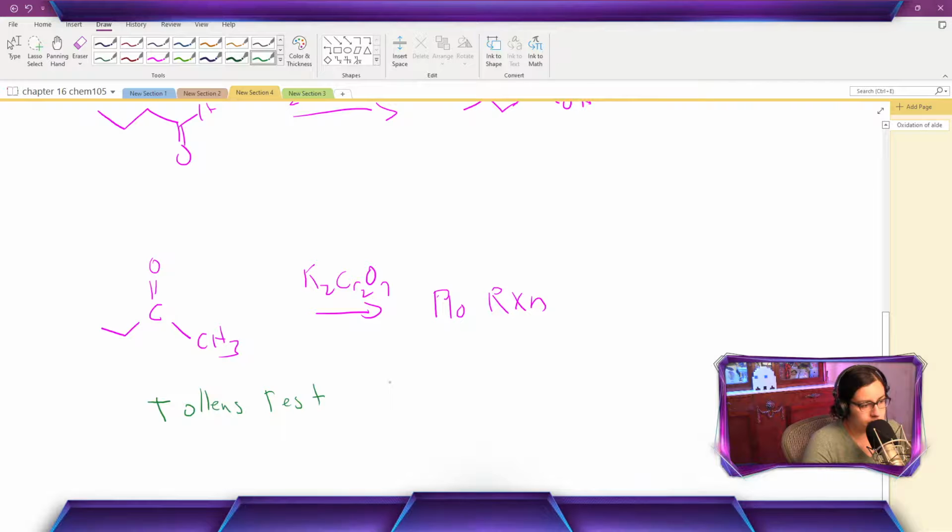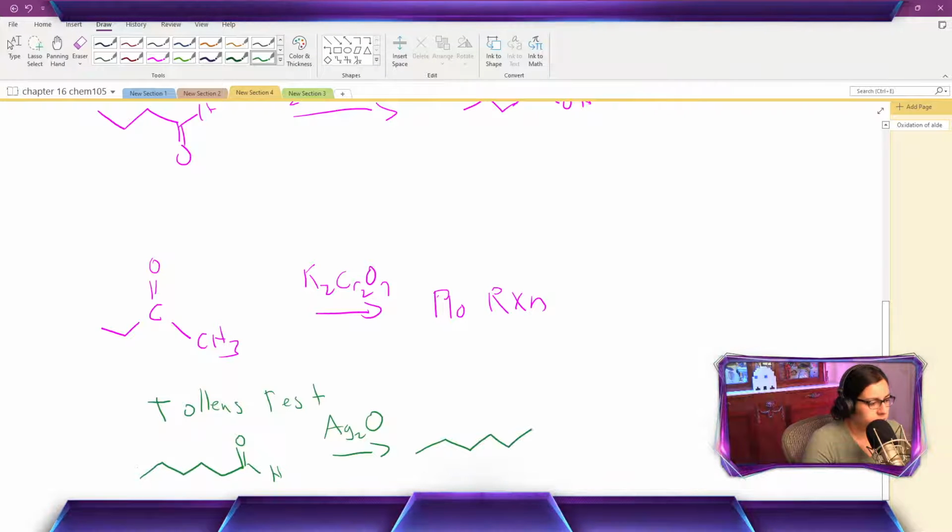So let's talk about this. Tollens' test. So this is called a mirror test. And so ketones do not react. And you could try, so 1, 2. You have hexanol plus silver oxide.